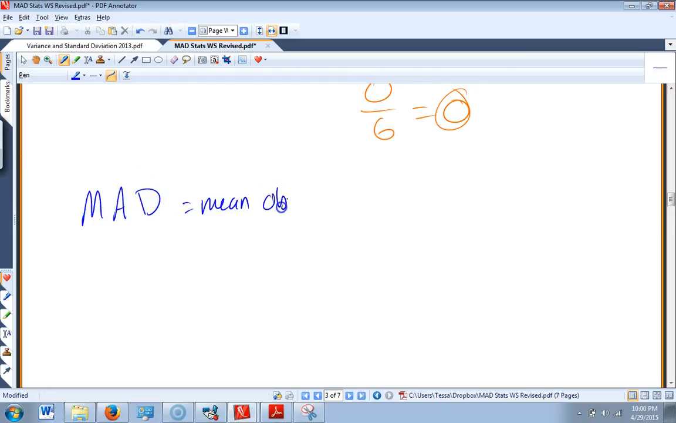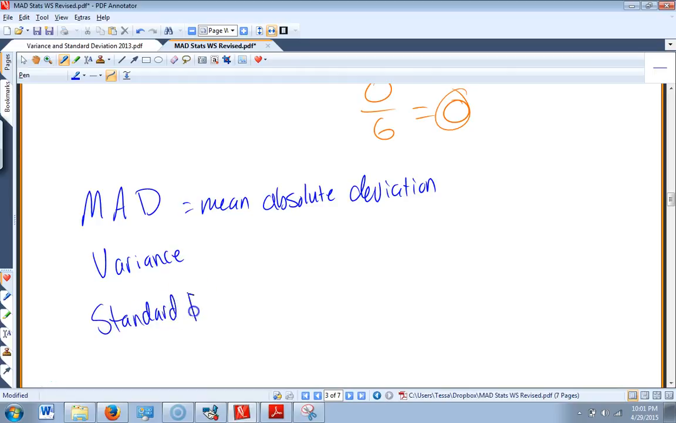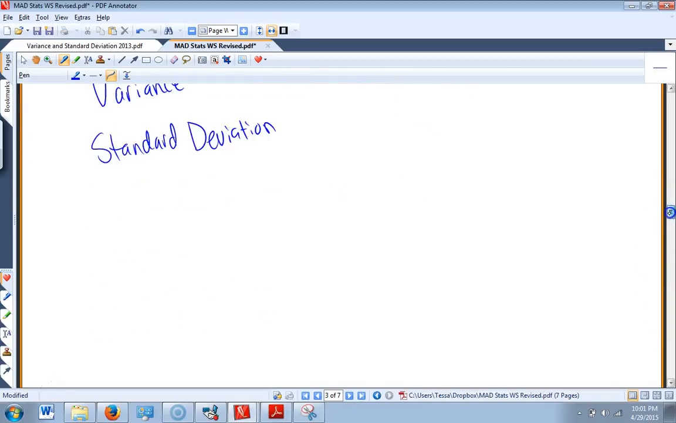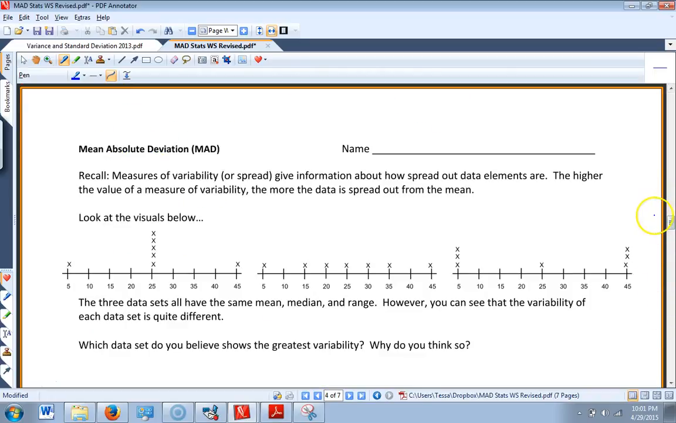Mean absolute deviation, the variance, and the standard deviation. Okay, so pause the video right now, and I want you to find the page that looks like this. It says mean absolute deviation at the top, and we are about to do some notes, so get ready to go.